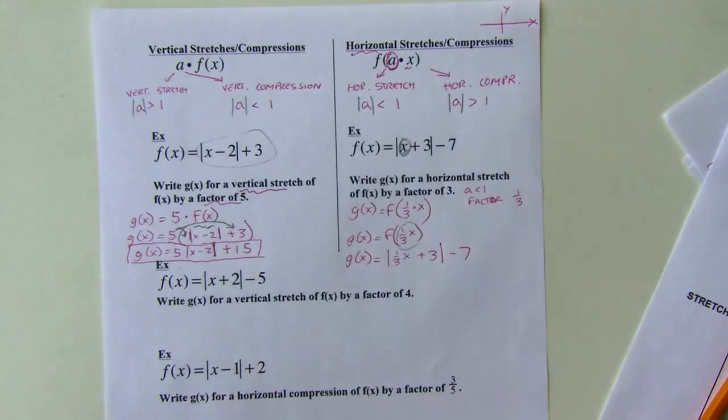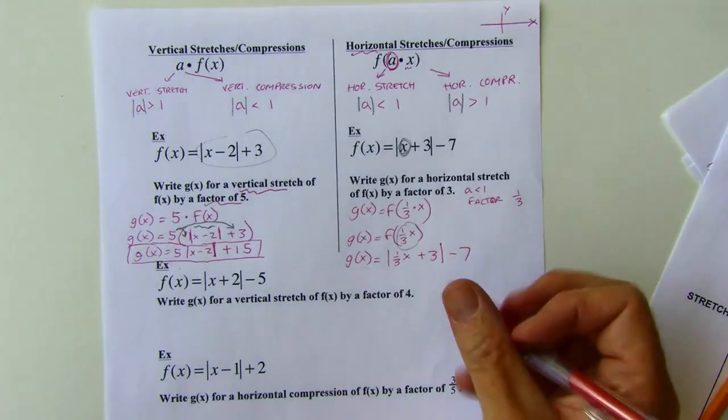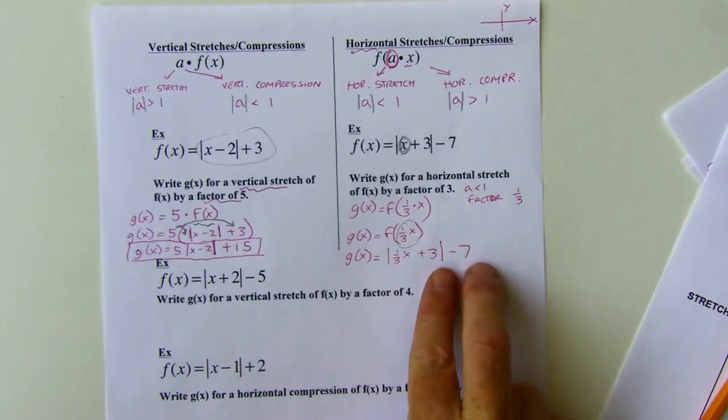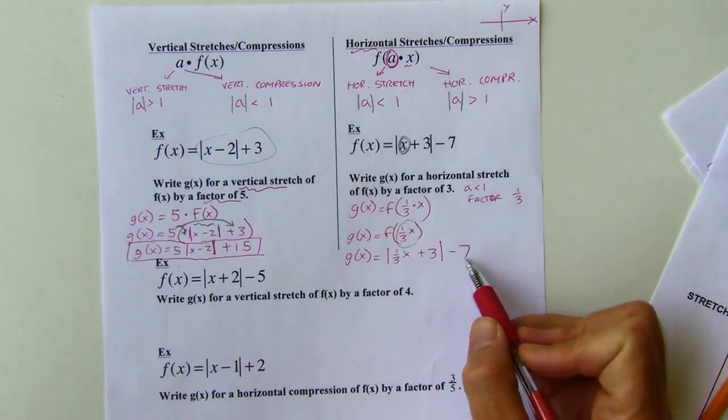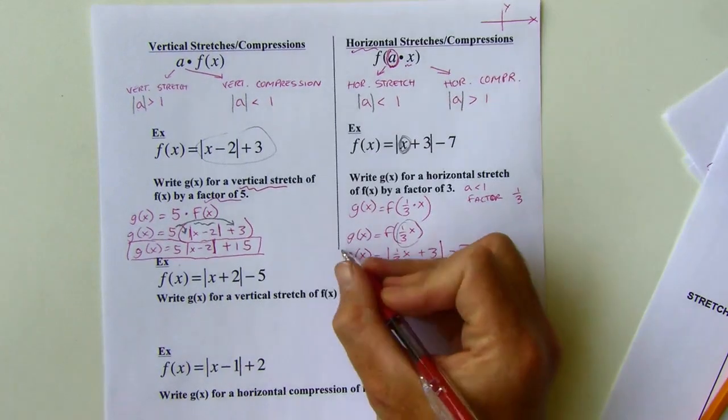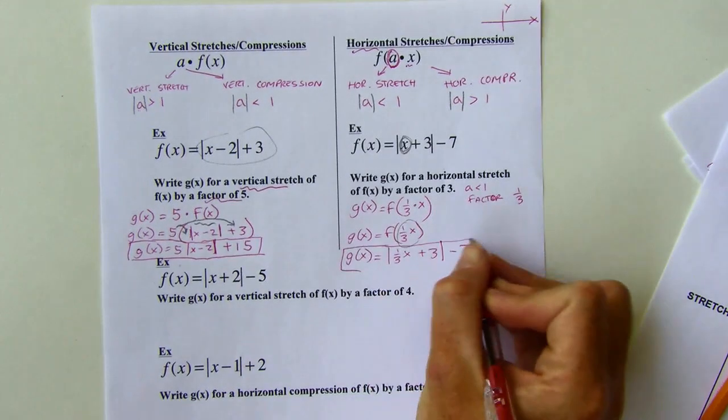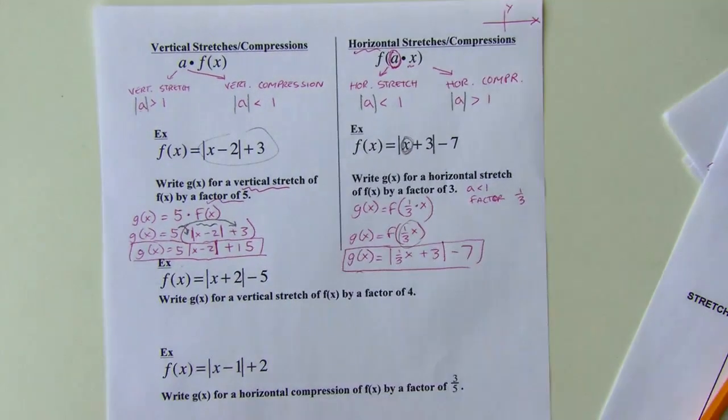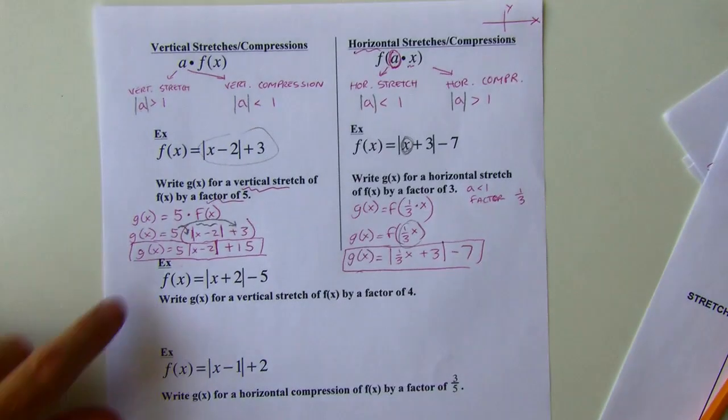Okay, now there's not really anything else I can do to simplify this because I don't have like terms in there. I can't simplify these two because one's inside absolute value and one isn't. So that is my solution. Okay. All right. So let's try it out again.